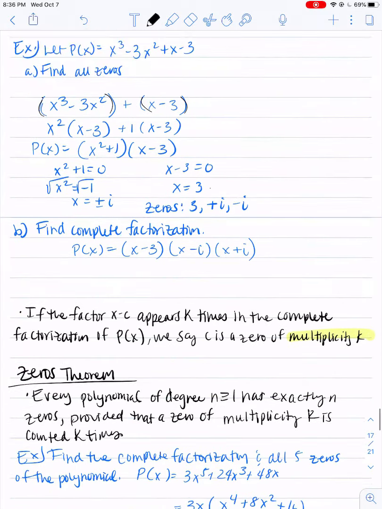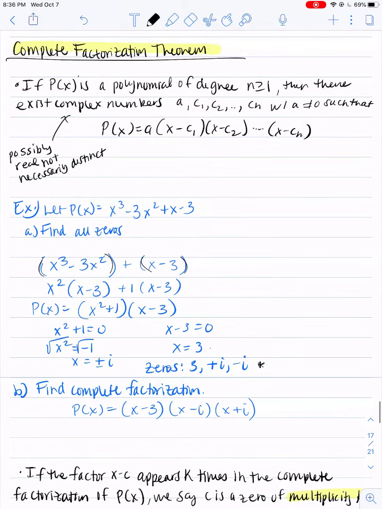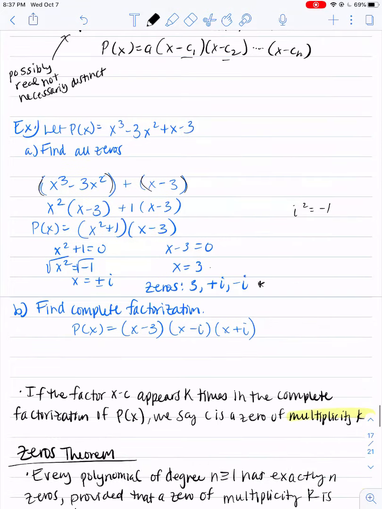Our complete factorization uses our complex numbers and our roots. Complex numbers are possibly real as well, because i squared equals minus 1, so we could use that to get our real numbers. When I factor, I use my zeros, so my factors are x minus 3, x minus i, and x plus i.